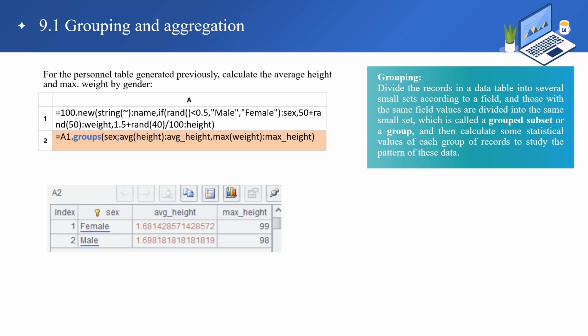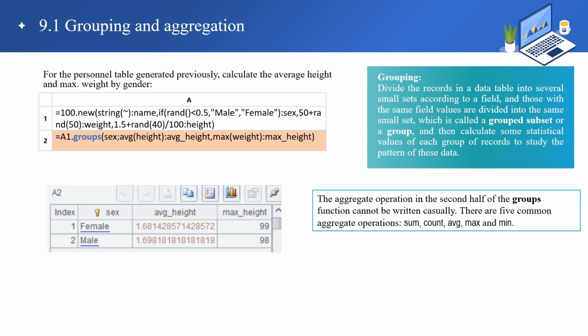The aggregate operation in the second half of the groups function cannot be written casually. It can only support several aggregate functions made in advance. There are 5 common aggregate operations: sum, count, average, max, and min. Writing these operations in the parameters is equivalent to executing the aggregate functions for these subsets.